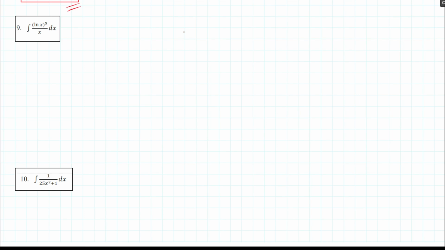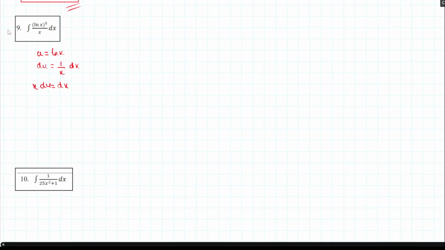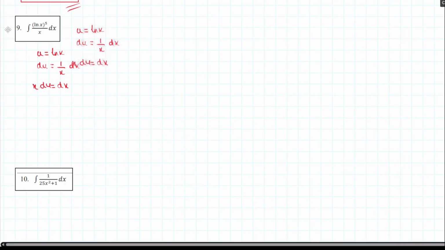So the integral of (ln x) to the power 5 over x dx. You can see the derivative of ln x is 1 over x. So you choose u equal to ln x. Then du is 1 over x dx. Then dx equals x times du. Okay, so let's move this aside.